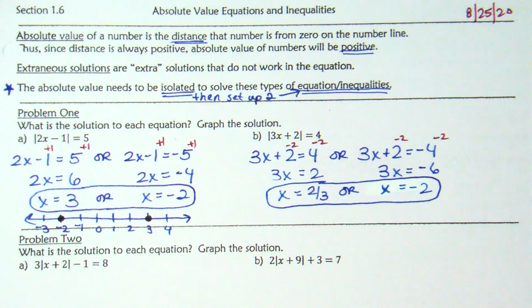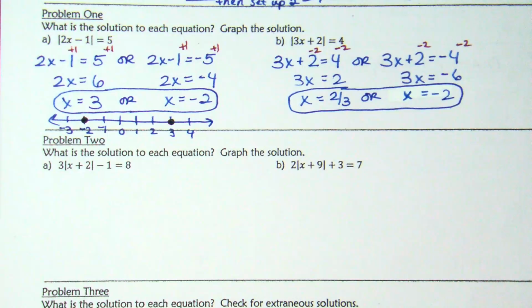Okay, what changes up in section 2? Okay, good. The absolute value is not isolated. So my first question, where you guys have been answering yes, all of a sudden you have to answer no, and we have to take steps to fix that. So, 3 times the absolute value of x plus 2 minus 1 equals 8. Is the absolute value isolated? No. I have a times 3 and a minus 1 hanging around.